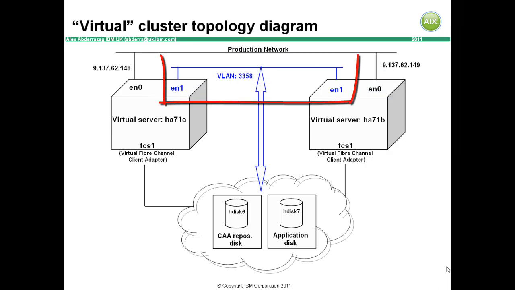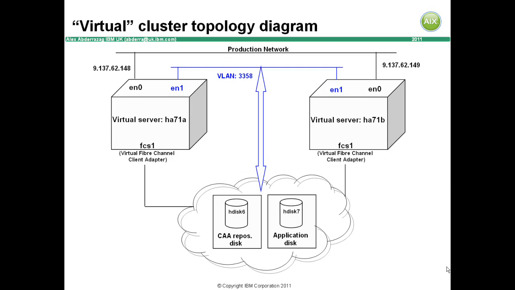If you're wondering what the blue network VLAN 3358 is there for, it is used for the new 7.1 based serial or non-IP communications. This is only required if the CAA disk is virtual. In previous HA versions, disk heartbeating was typically used. This is now being replaced with SAN fabric based communications.